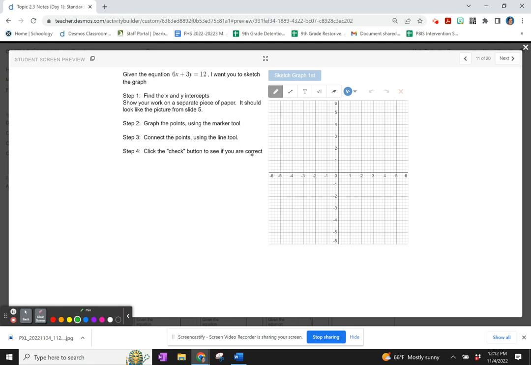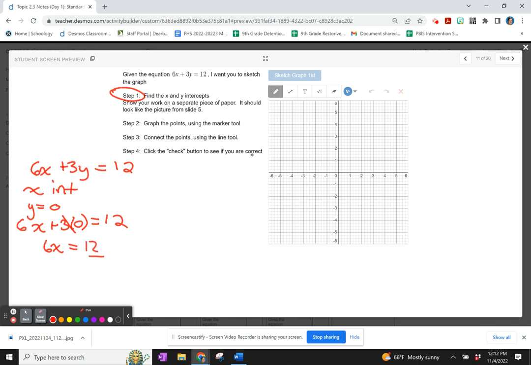Now slide 11, we're putting it all together. So I have this equation 6x plus 3y equals 12. So step 1 says find the x and y intercepts. So you're going to do exactly what we've been doing, no different. So then I get 6x equals 12, divide by 6. Now this is where you have to actually use the graph. 2, 0 is here. I'm going to go back to your work paper.